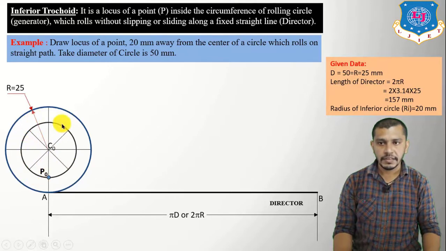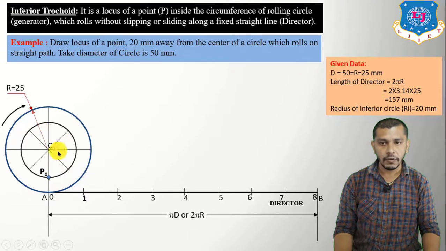Now, as we have divided the circle into 8 equal parts, we also have to divide the straight line path, the director line AB, into 8 equal parts: 0, 1, 2, 3, 4, 5, 6, 7, 8. As the circle is going to be rolled in the clockwise direction, the first point will be this. So give the numbering on this inferior circle in anti-clockwise manner, starting from 0 over here: 0, 1, 2, 3, 4, 5, 6, 7, and 8.